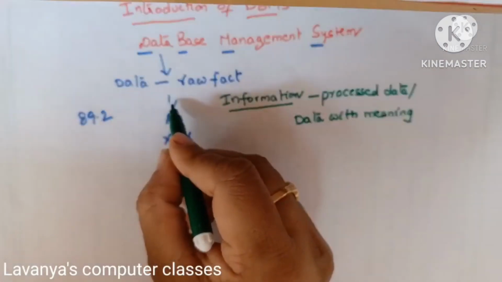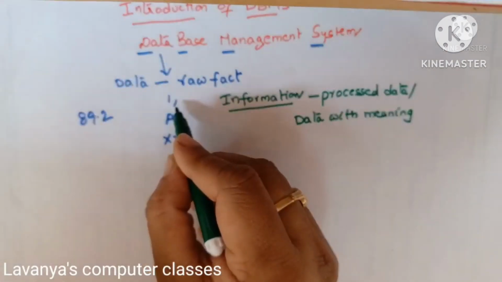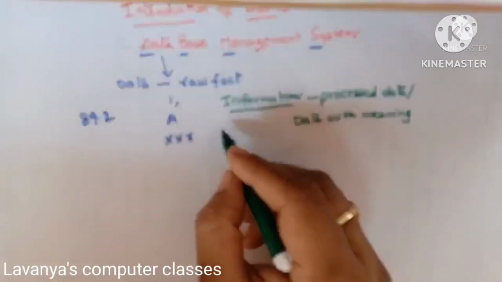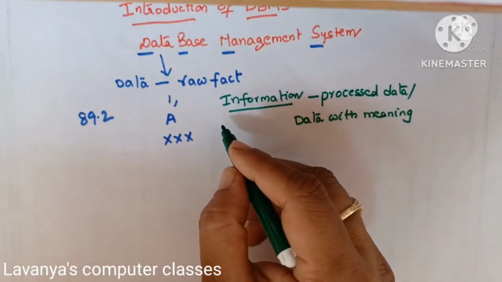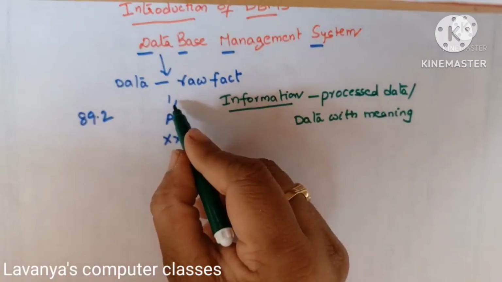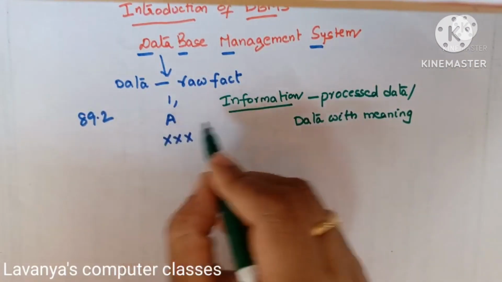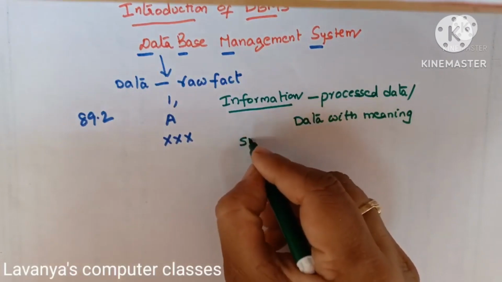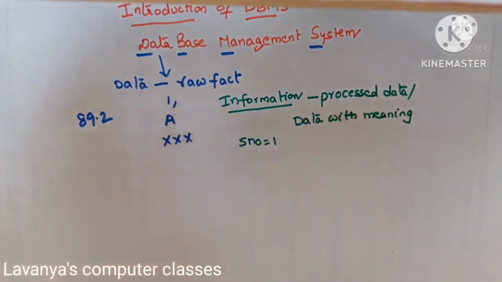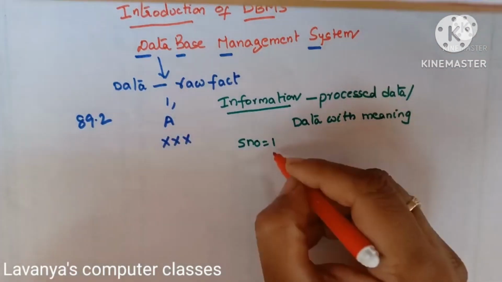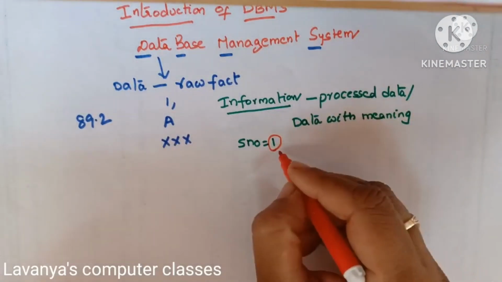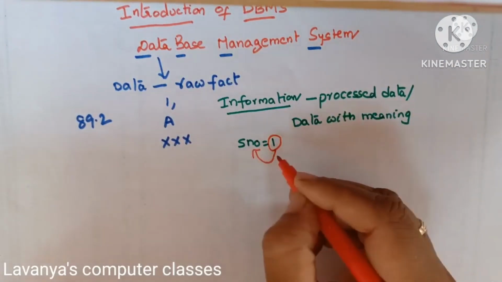So here 1 is a data. What does 1 indicate here? 1 is your roll number, or 1 is your age, or 1 is your marks, whatever it is. 1 as data is not telling anything about its purpose. But for information, for example, I write like this: serial number equal to 1. Then what do you understand? 1 is the value, that means data. It now represents the serial number.